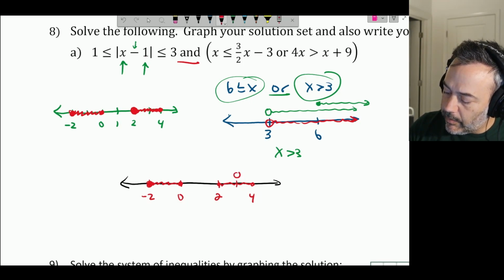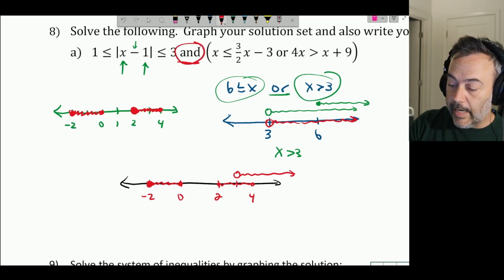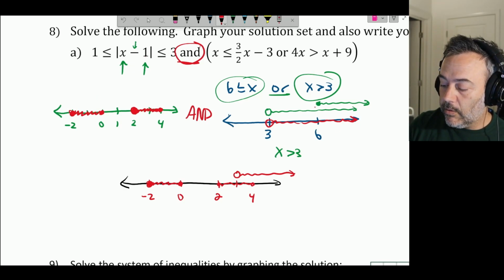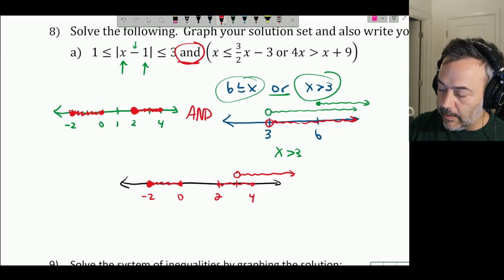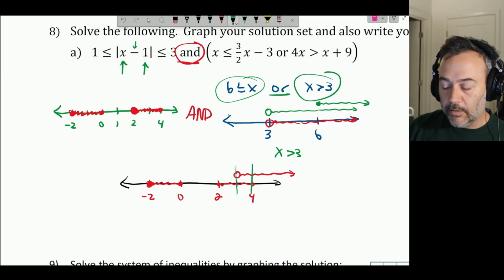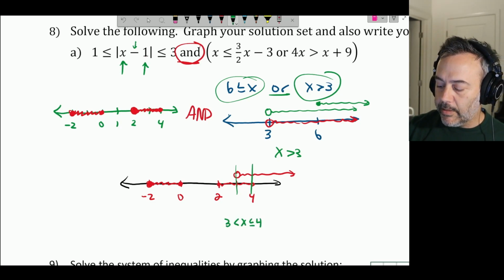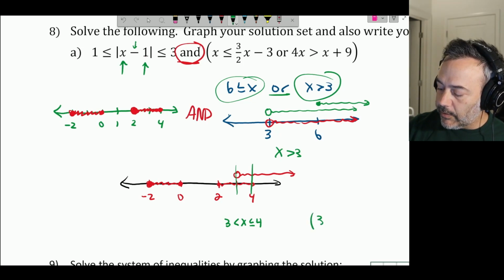Everything from 3 up. Now, because this is an and between these two, there's a big and in between. We want what's in the left side set and the right side set simultaneously. And the only overlap is between these two, where the two sets overlap. And it's everything from 3 to 4. It includes 4, but does not include 3. In interval notation, that would be 3 to 4 bracket.